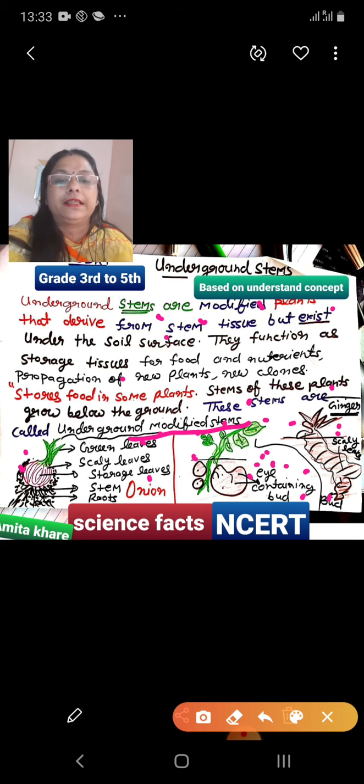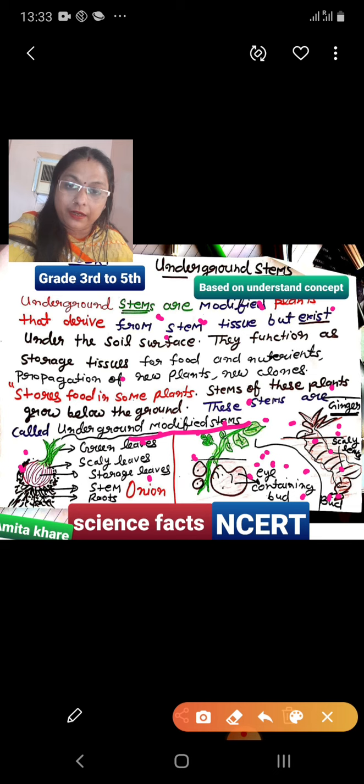And this is ginger. Ginger also has scaly leaves, as shown on your screen. It has scaly leaves, and these are buds. And ginger is also called an underground modified stem because it stores food, and we eat it as ginger and use it as a spice in our daily vegetables.